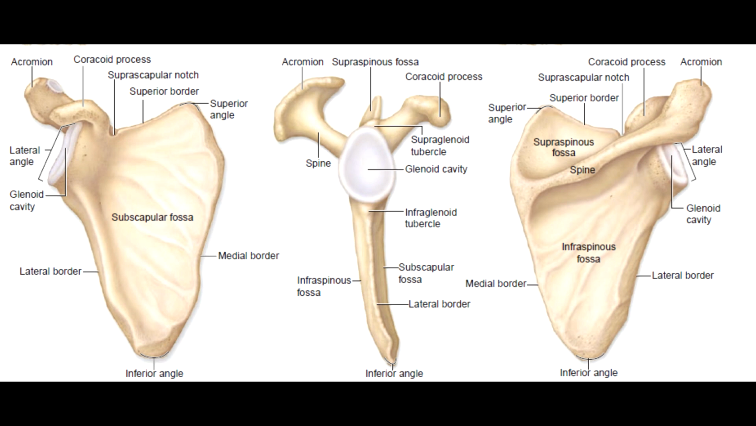For example, the muscle for this one is the subscapularis. Now, it has quite a few similar words to the subscapular fossa, so it's the subscapularis. Pretty easy to remember that muscle.